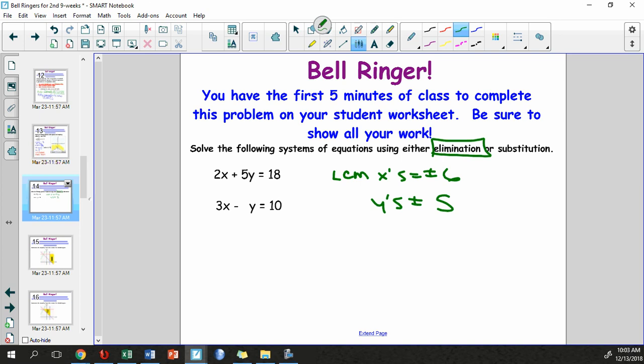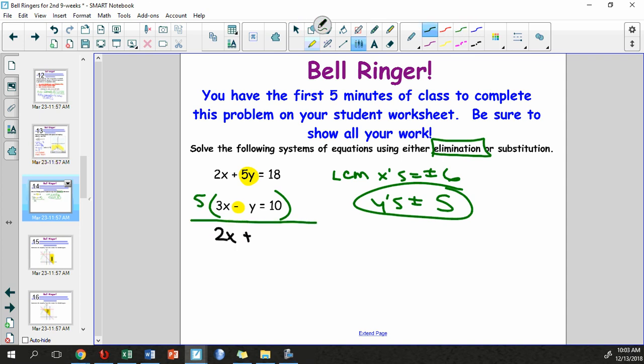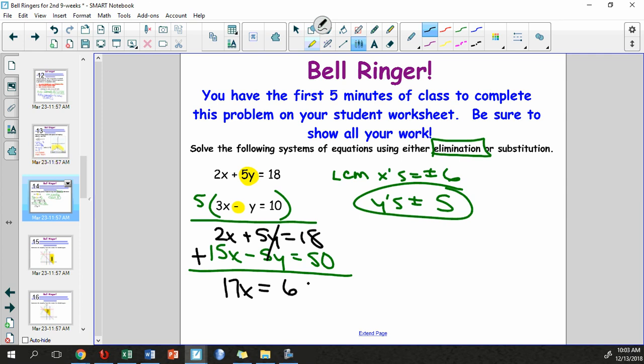So I'm actually going to choose the 5s. The top one already has a 5y, so I need to turn the bottom one into a -5y. However, it already has a negative there, so all I have to do is multiply by 5. I drop down the top equation. I distribute the bottom equation. And then I'm going to add straight down. 17x is equal to 68. Okay. Then from there, I'm going to solve for x. And x is going to equal 4. 68 divided by 17 is 4.